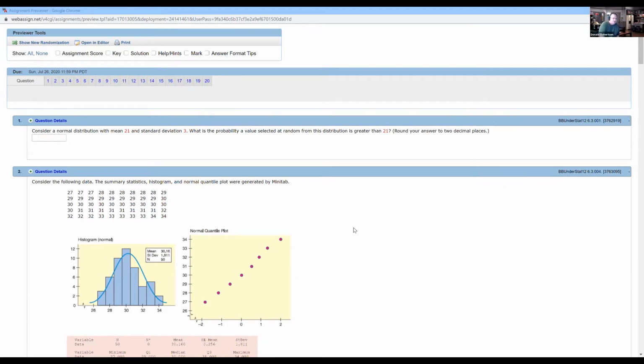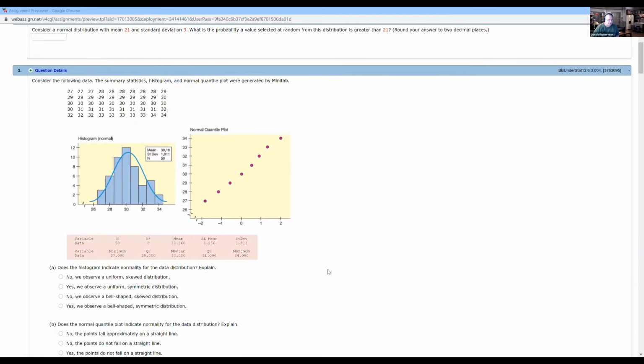Right, question 1. Consider a normal distribution, a mean of 21, a standard deviation of 3. What's the probability that a value selected at random is greater than 21? Won't that be a normal CDF question? Good to go. And they don't want percentages, so you'll type in 0.12, not 12%.